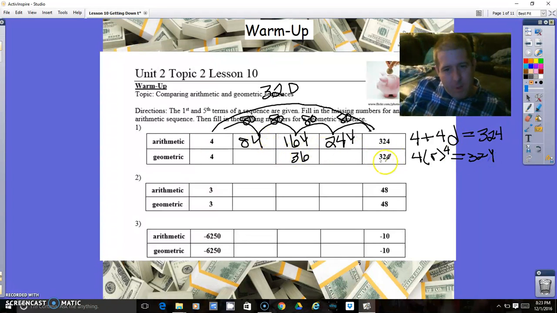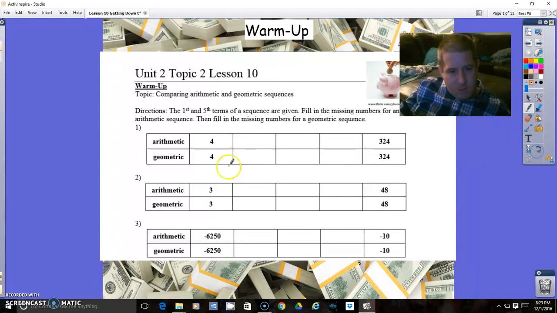Or another way you could do it is divide 324 by 4, and that gives you 81. That's what you would do to solve this. Then ask yourself, what number to the 4th power equals 81? It happens to be 3. Times 3 is 12. Times 3 here is 108.